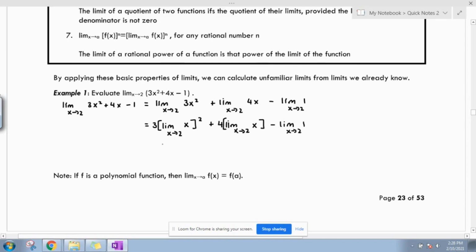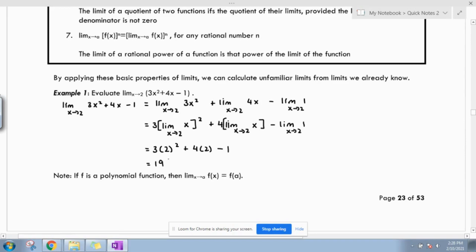And then this way we can solve. So I know that the limit as x approaches 2 for x is just 2. So then it just becomes 3 times 2 squared plus 4 times 2 minus 1. And then that's going to simplify to 19.